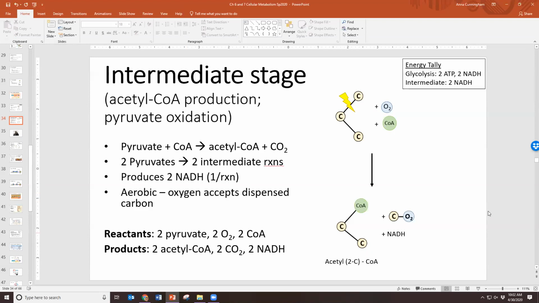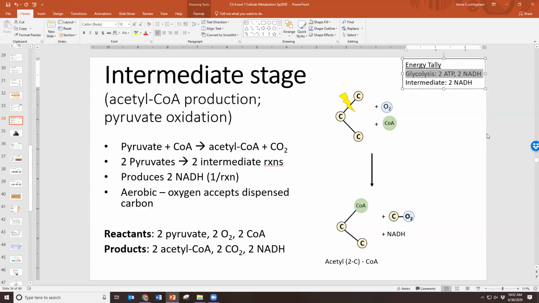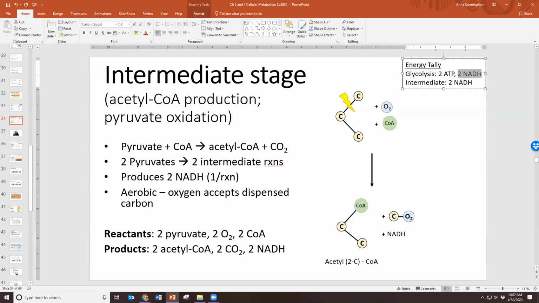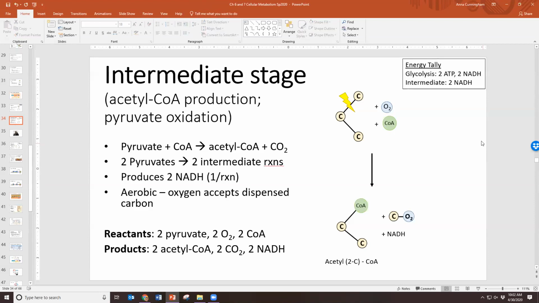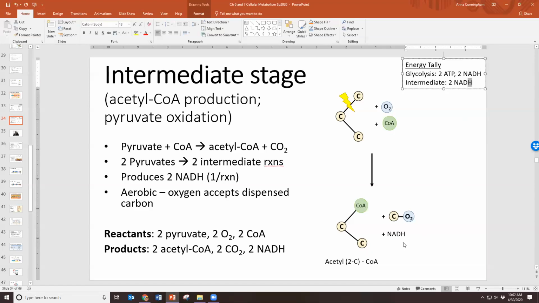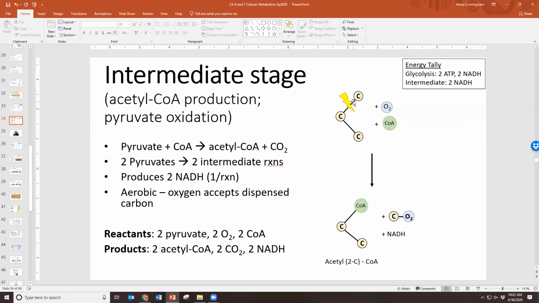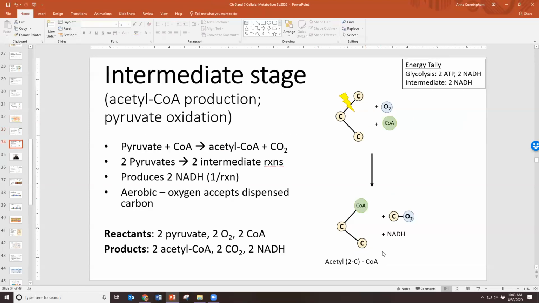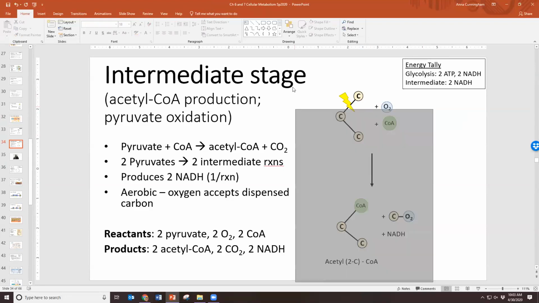So looking at the intermediate stage, up here we have our energy tally. During glycolysis, we got 2 ATP via substrate level phosphorylation. We also got 2 NADH, which will eventually be used for oxidative phosphorylation. And then during the intermediate stage, we got 2 NADH. Why did we get 2? Right? This is showing what's happening to 1 pyruvate, but remember, there's 2 pyruvates, and this reaction happens to both of them. So technically after the intermediate stage, right, where we could just have, let's see if I can do it.